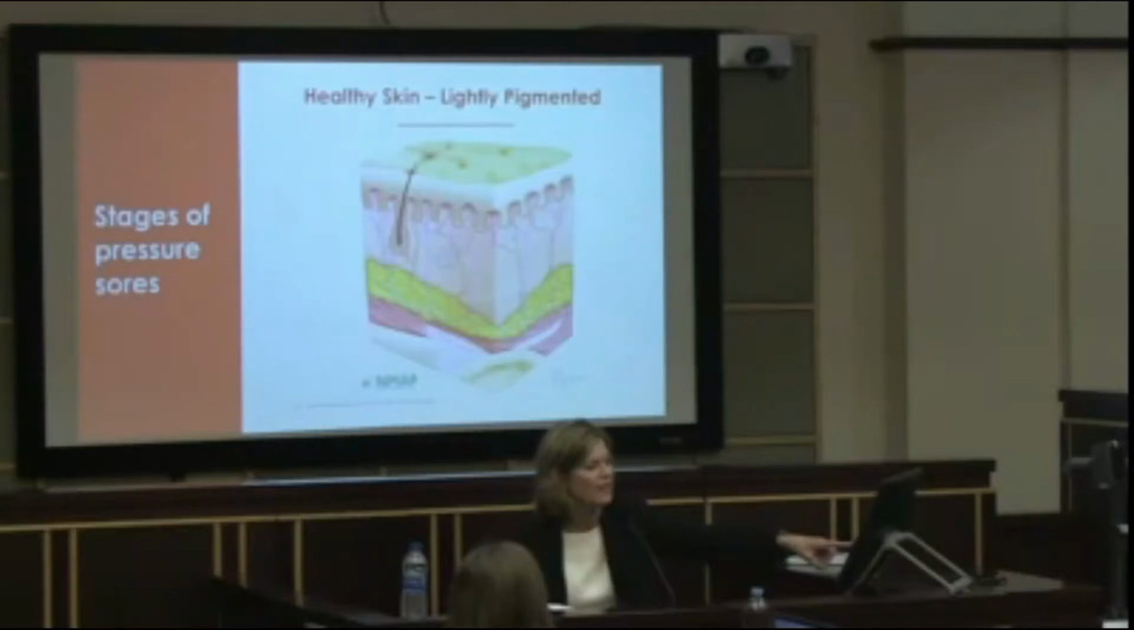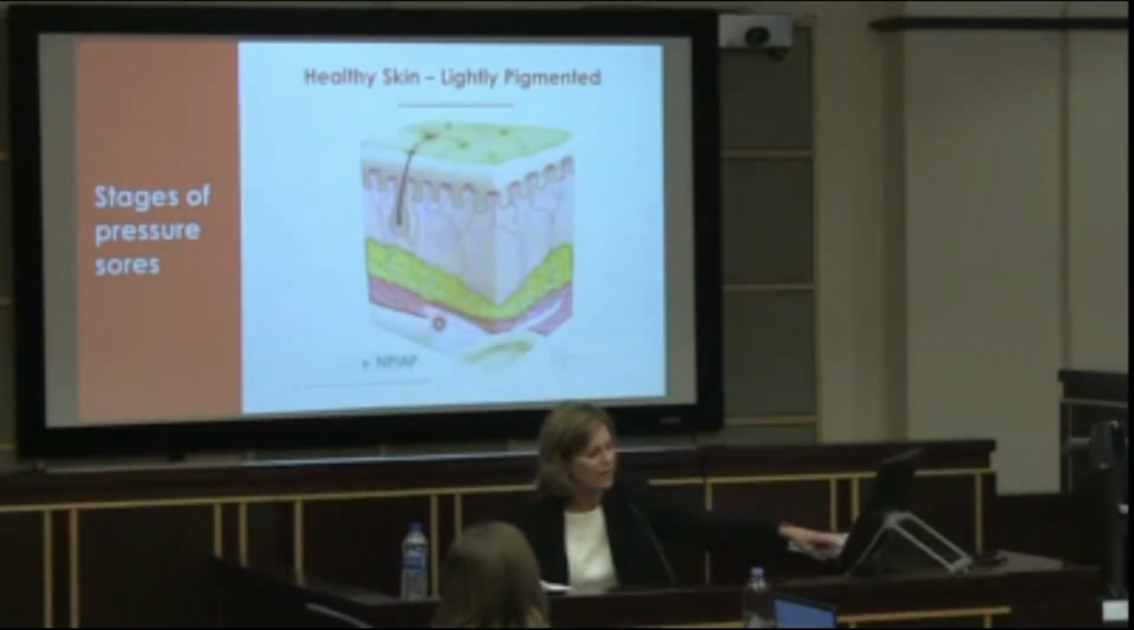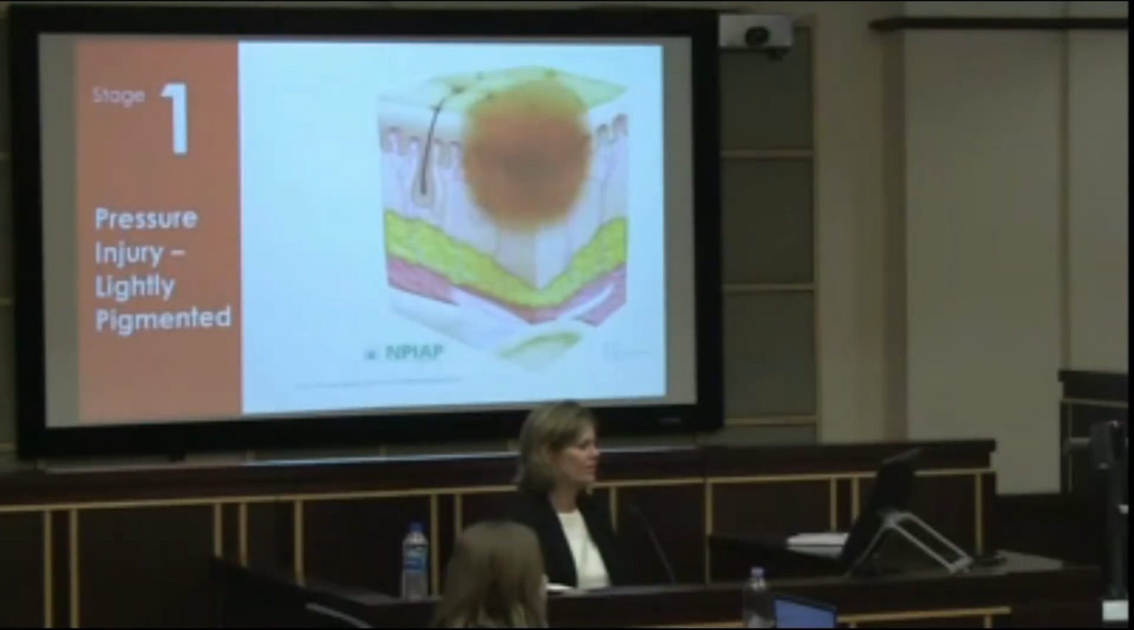Below that, you're going to see subcutaneous fat. Below that is muscle and fascia, and then below that would be bone. All right, we're going to go down the line. So that's healthy skin. What are we looking at here? That would be a stage 1 pressure injury.